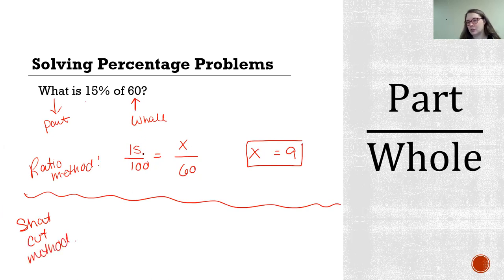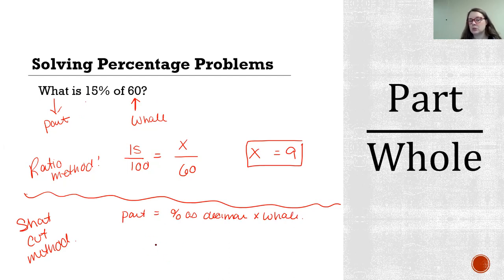Well, if we were to do the shortcut method, 15 over 100 is just 0.15. And we have a 60 on the bottom here. So in order to undo this division, it would be multiply. So these questions, whenever we're looking for the part, is always going to end up being part equals our percent as a decimal times the whole, or times the base. That's the other word that we sometimes use.